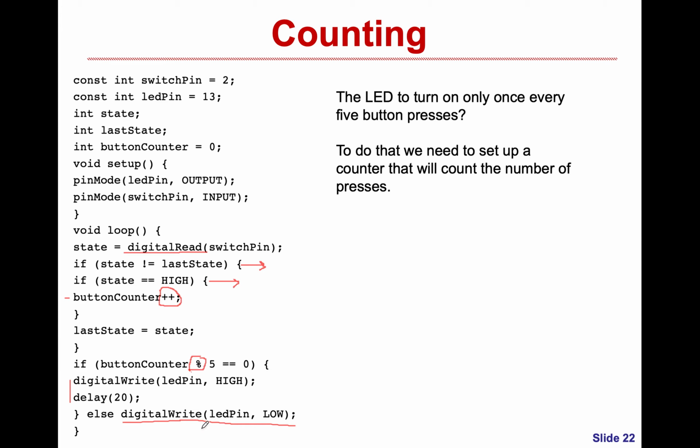Now, when the switch is pressed again, so there is another rising edge, the button counter will be 2. LED will stay low. Third time, fourth press, fifth press of the switch, my button counter now is 5. Now, if button counter modulo 5 is equal to 0, so it's a multiple of 5, go here and write on led pin high and delay 20 milliseconds and then come back.